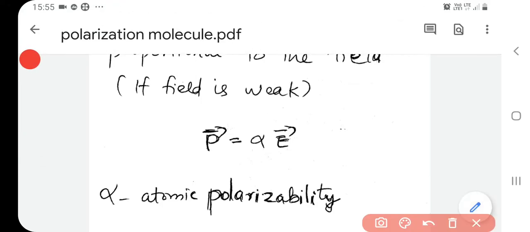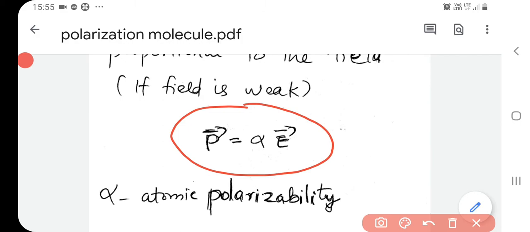P is equal to alpha E. When an atom is placed in the electric field E, the dipole moment induced in the atom is alpha E, where alpha is the atomic polarizability. So we have seen the mechanism behind the development of dipole moment in an atom.